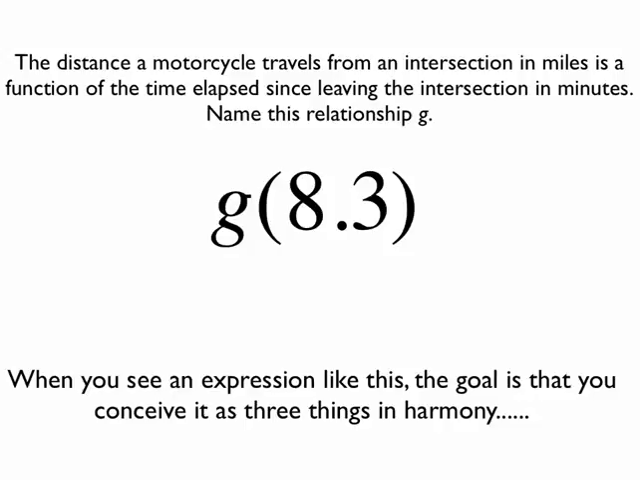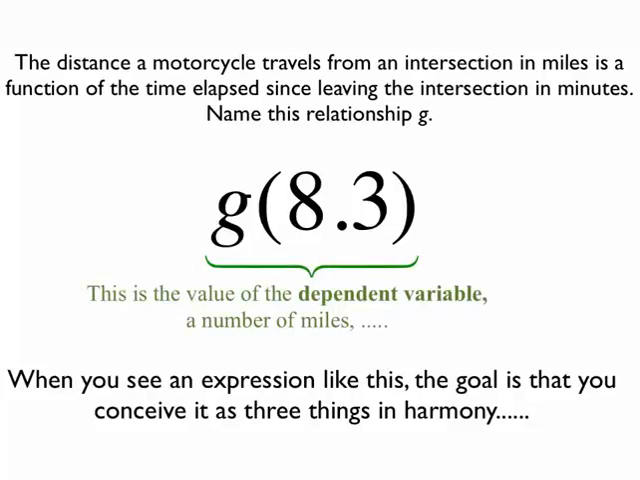So first and foremost, the whole thing, what is it? This is the value of the dependent variable. And here, for this, it's a number of miles. So when you see that, knowing that the number of miles is a function of the number of minutes elapsed, and that thing is a number of miles, it's the value of the dependent variable.